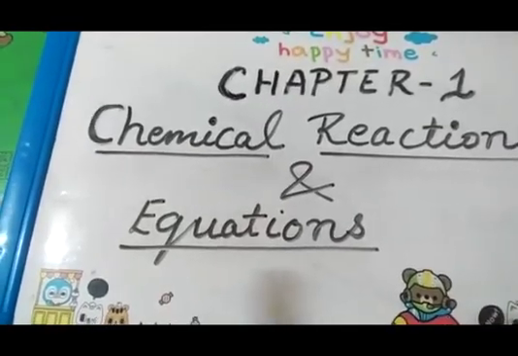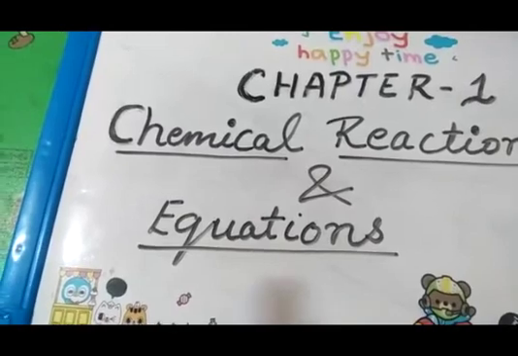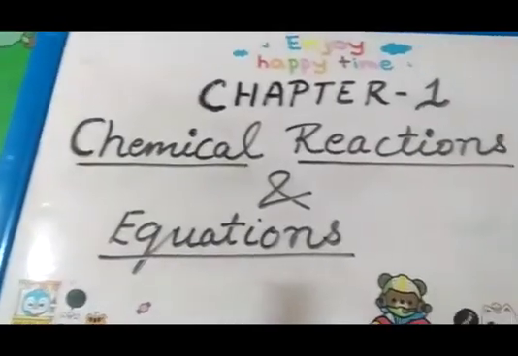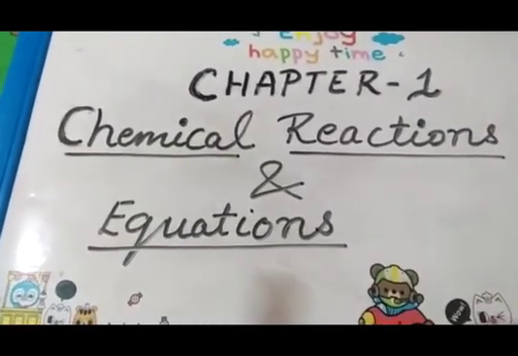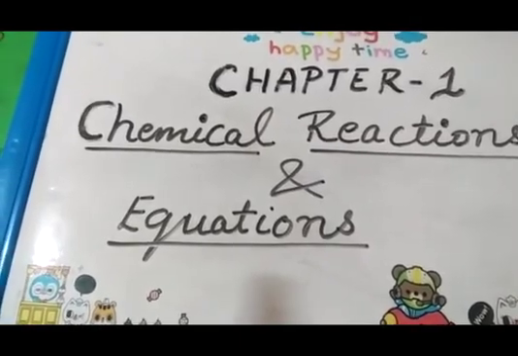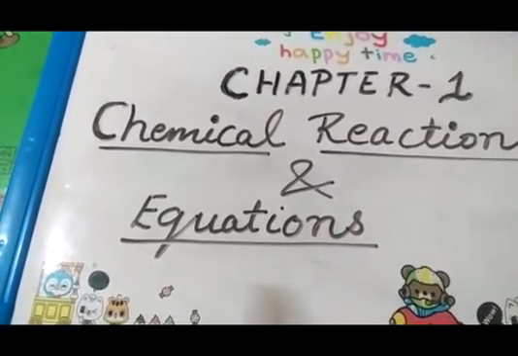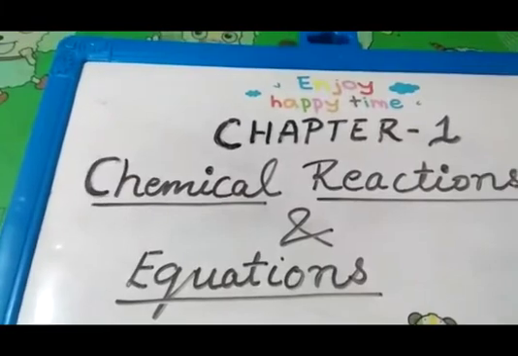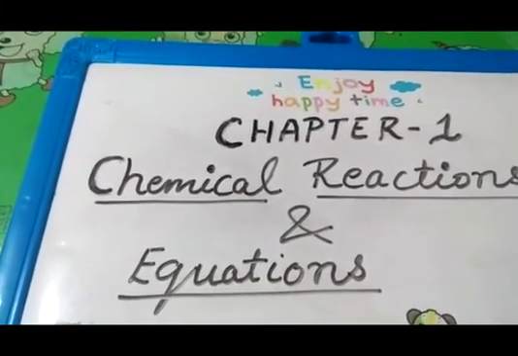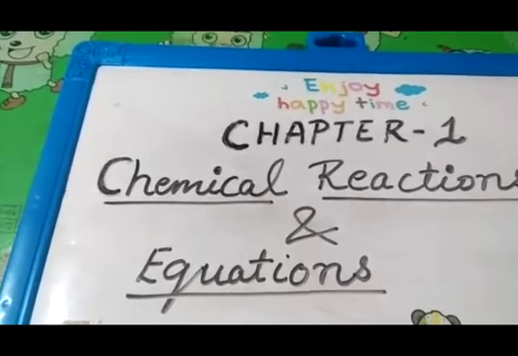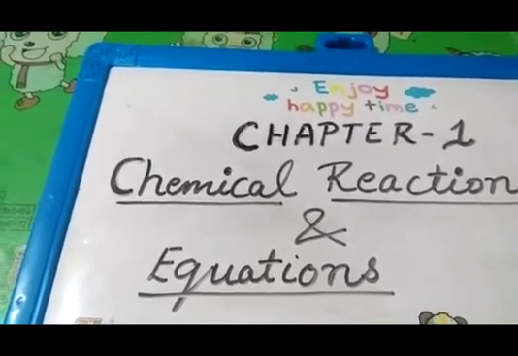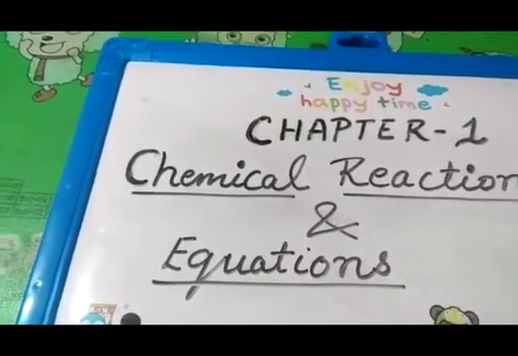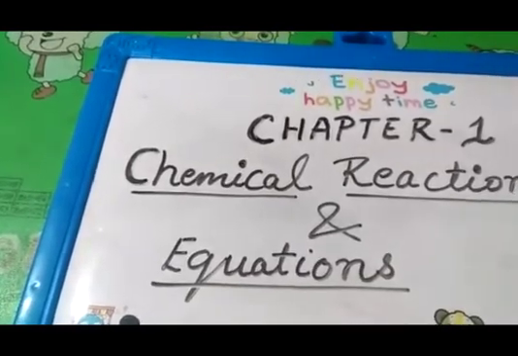Hello students of class 10. I am going to take the first chapter of your science, that is of chemistry, chapter number 1, chemical reactions and equations. Students, in your previous classes, you have studied about physical and chemical changes. You know that physical changes are those changes which involve a change in shape, size, or state of a substance, but no new substance is formed, and it is a reversible process.